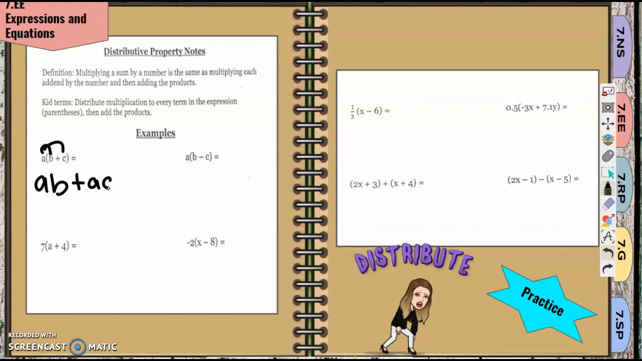If you have a minus sign inside the parentheses, distribute like normal. A times B is AB. A times negative C, we know that a positive times a negative is a negative, so that's going to be minus AC. AB minus AC. Again, these are not like terms, so I cannot combine them. I just leave it as that.